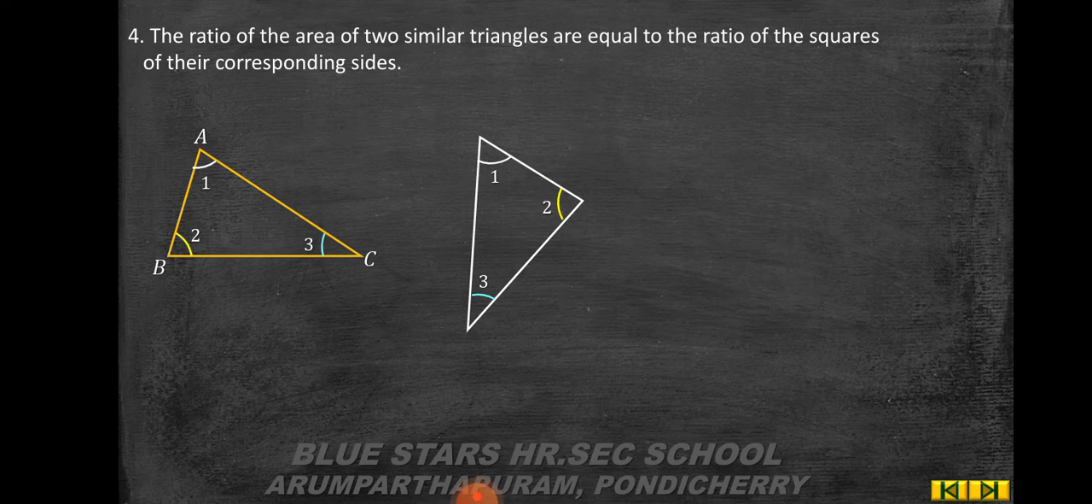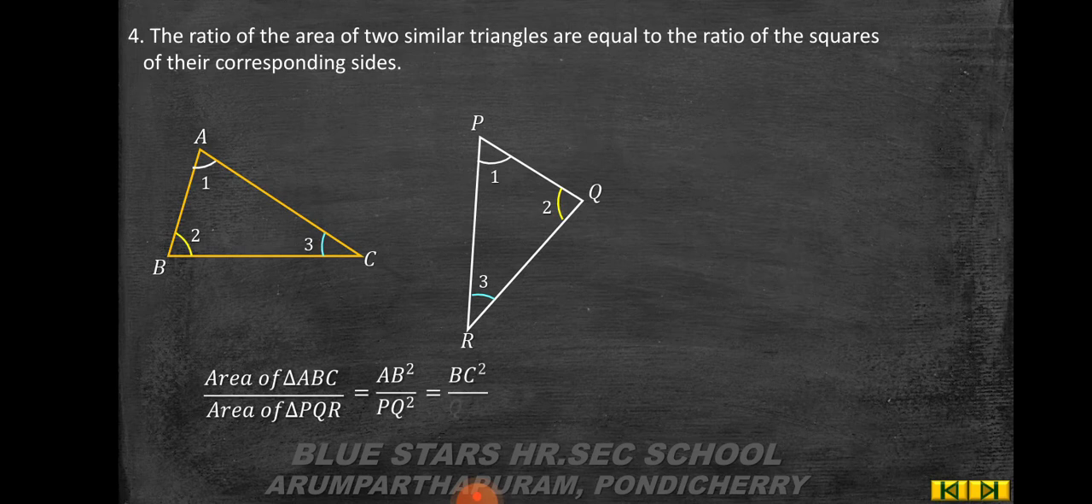The ratio of the areas of two similar triangles is equal to the ratio of the squares of the corresponding sides. So we can see two triangles. So area of triangle ABC by area of triangle PQR is equal to AB square by PQ square, which is equal to BC square by QR square, which is equal to AC square by PR square.